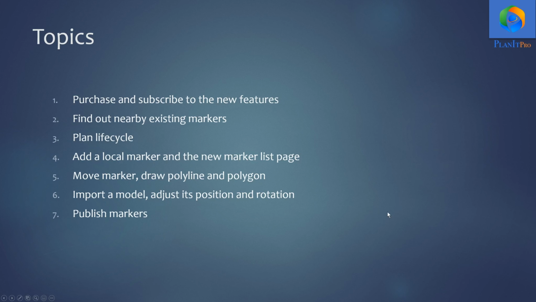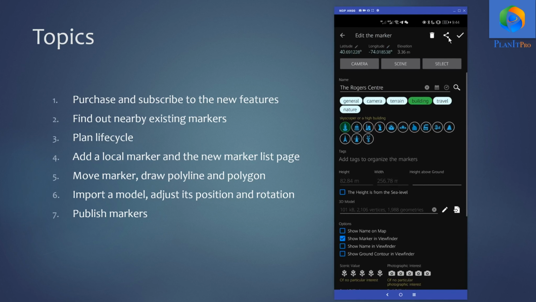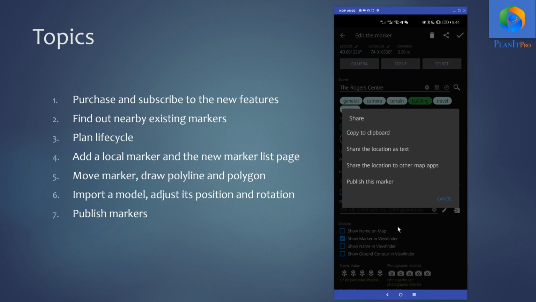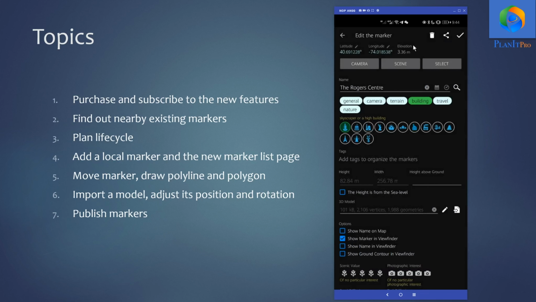To publish a marker, again on the editor marker screen, on the top you have this share button, and here we have publish this marker. And here is the checklist, just read through it. The only thing with a red cross is that you should use absolute elevation for building markers. The reason is the elevation of this location based on the Google elevation is 3.36. And if you click here, we automatically fill the value from this elevation to here.